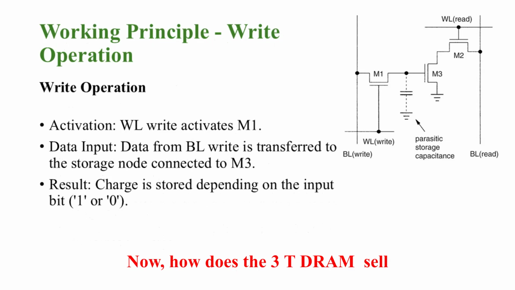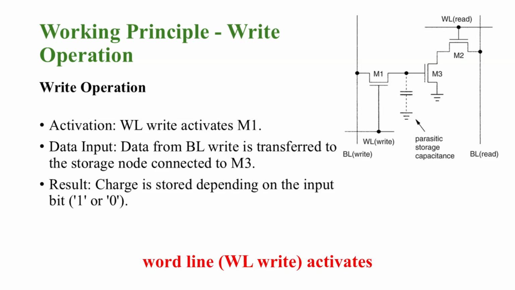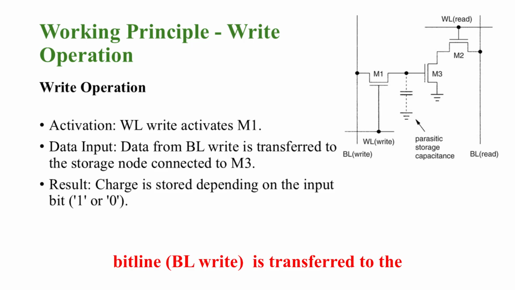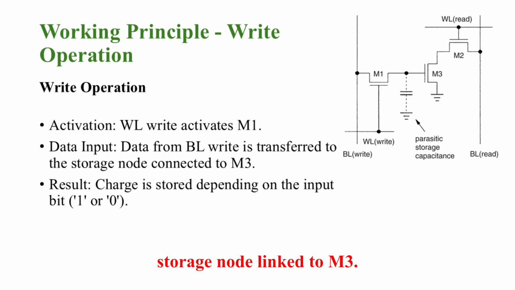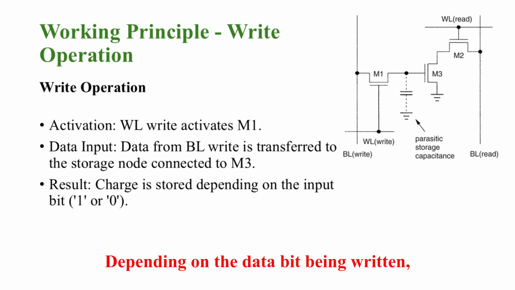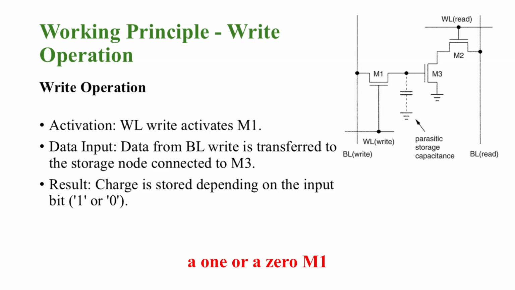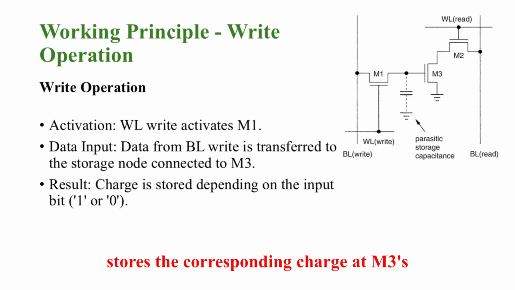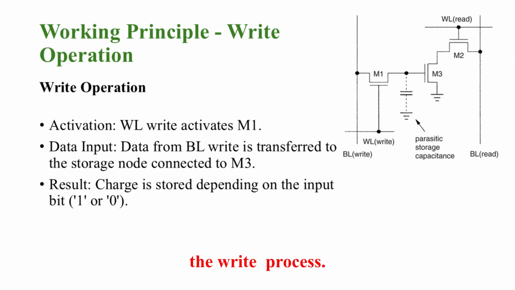Now, how does the 3T DRAM cell store data? To write data, the write word line, WL write, activates M1. Data from the write bit line, BL write, is transferred to the storage node linked to M3. Depending on the data bit being written, a 1 or a 0, M1 stores the corresponding charge at M3's gate capacitance. This completes the write process.